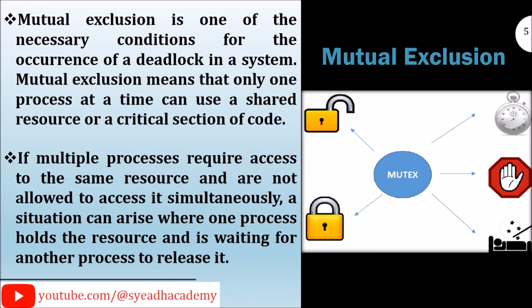Mutual exclusion. Mutual exclusion is one of the necessary conditions for the occurrence of a deadlock in a system. Mutual exclusion means that only one process at a time can use a shared resource or a critical section of code.